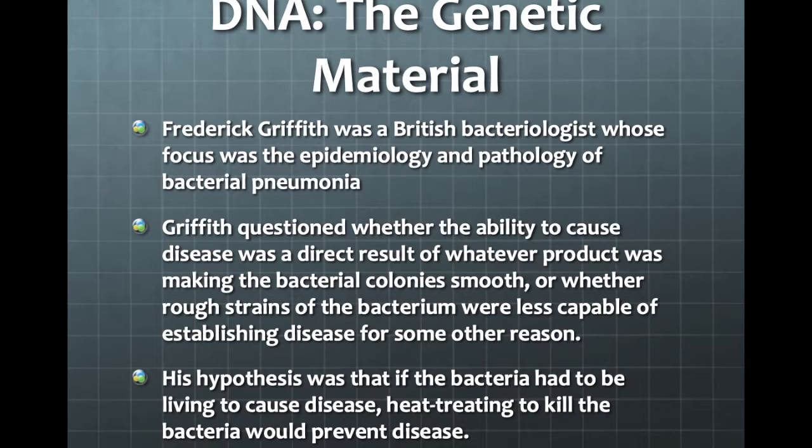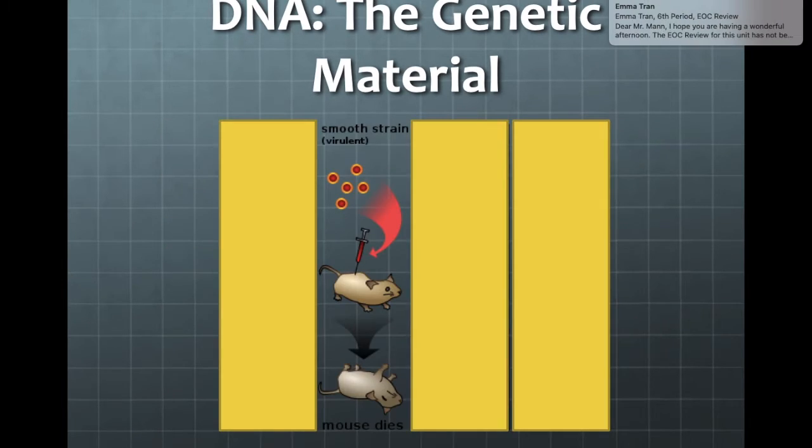His hypothesis was that bacteria had to be living to cause disease, and that heat treating to kill the bacteria would prevent the disease. Again, the school of thought at that point was that proteins were the more likely carriers of genetic material. So if we killed the bacteria using heat, we would denature the proteins, and that would prevent the disease.